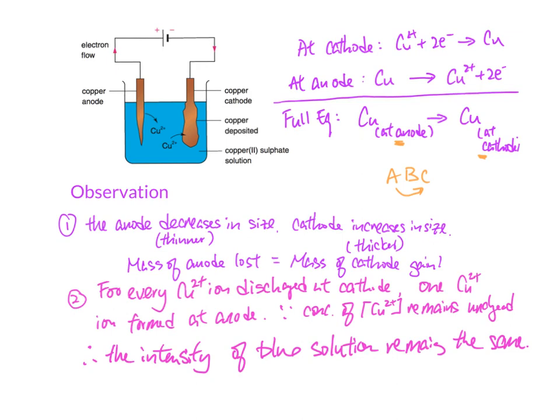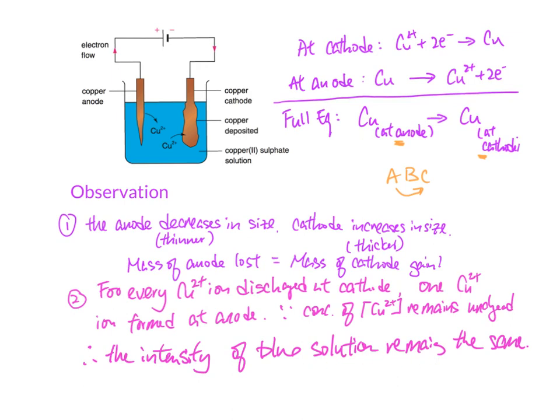So for this setup, you have to remember that the copper from the anode will lose some copper atoms, but they will form at the cathode. In the process, you can observe that the anode will decrease in size, getting thinner and thinner, while the other side will get thicker. The mass loss in the anode will be the same as that in the cathode. Also the color: because the concentration of Cu2+ ions remains unchanged, the intensity of the blue solution remains the same.